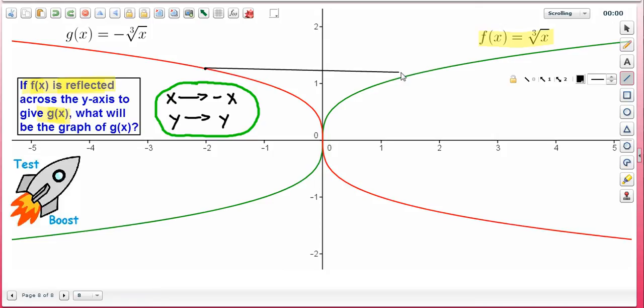and show that it intercepts the graph of f of x at x is equal to 2. So f of 2 we see is equal to a value between 1 and 2, just as g of -2 is equal to the same value of y. So that's what a reflection through the y-axis will generate.